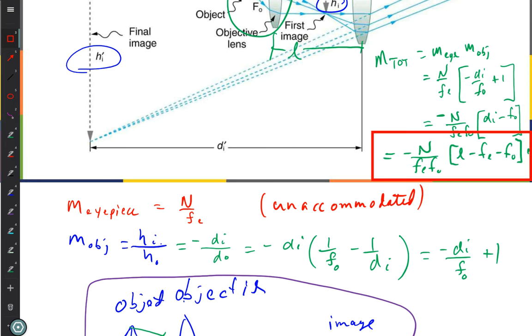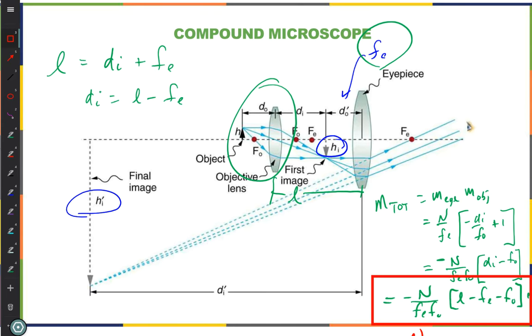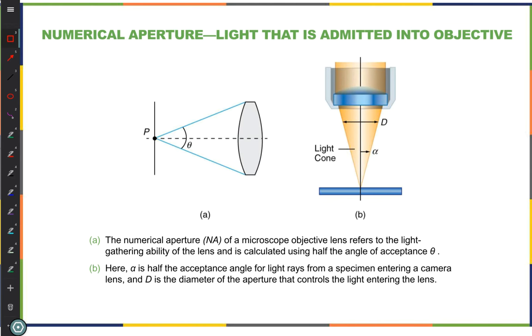Now there's a minus sign in front of that. What does the minus sign mean? It's inverted. So if something's on the right side of your viewing angle, you have to adjust the microscope slide and slide it to the right to move it toward the left in your viewing because of that minus sign. So that's our microscope.